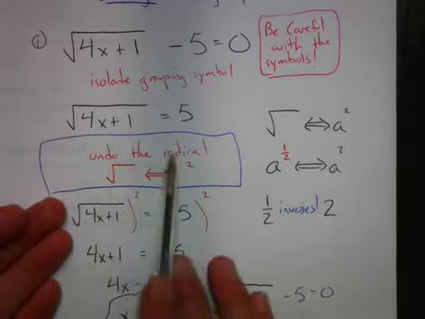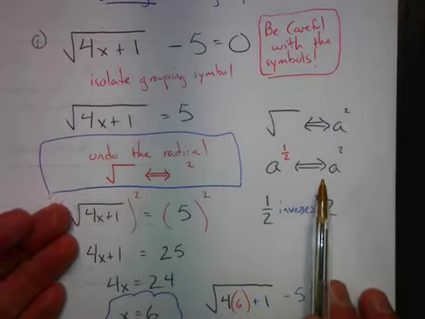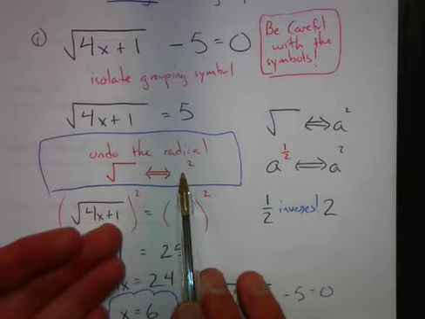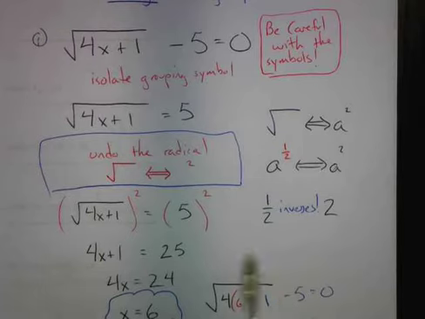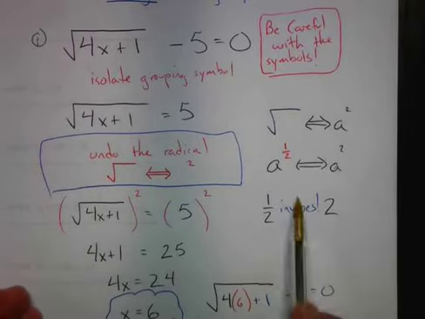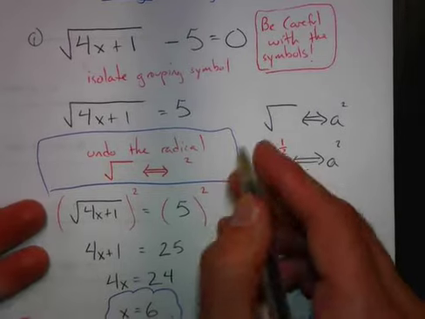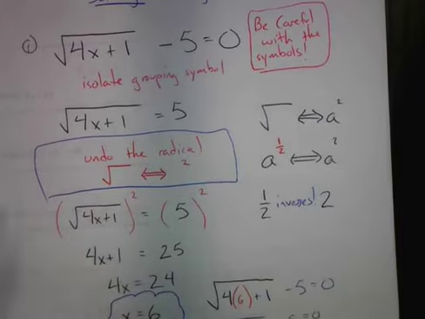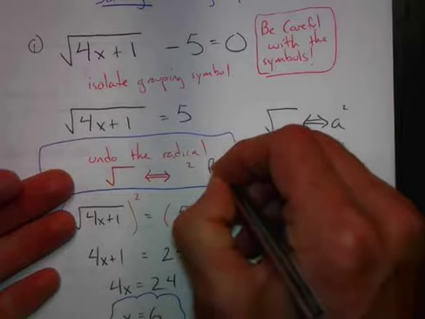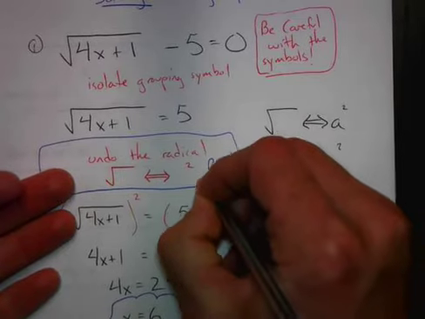So how did we undo this radical? Even though it looked like we took the radical and raised it to the 2nd power, what we actually did is raised it to the inverse power. So what did we actually do here? We actually raised it to the inverse power. Amazing.